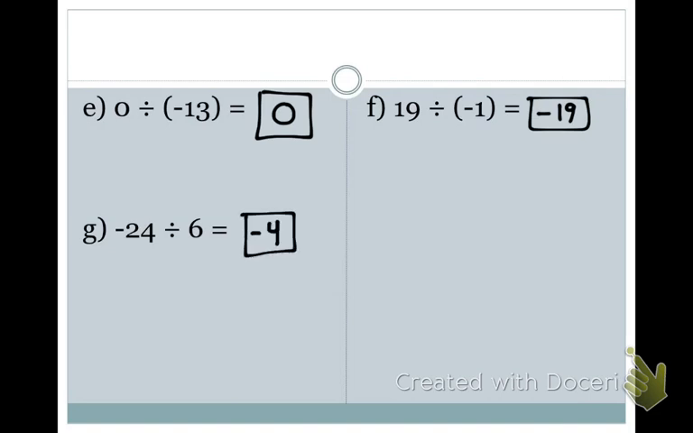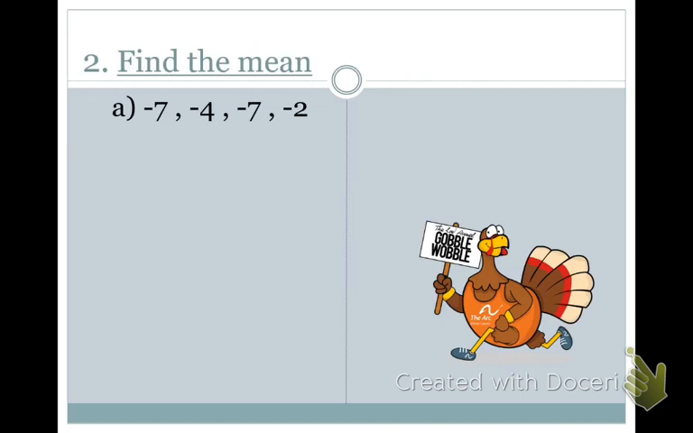Good job, guys. Here's a new idea that I want you to look at. Find the mean.